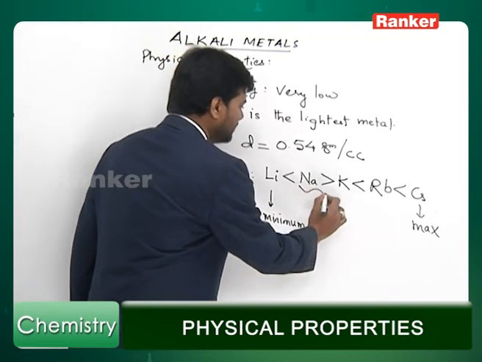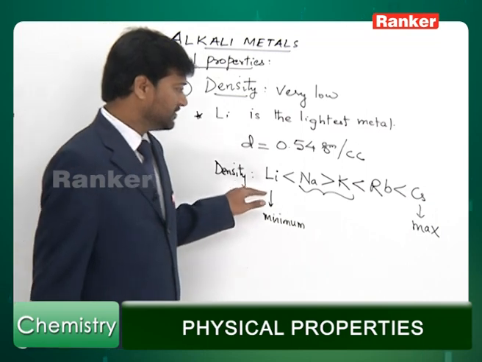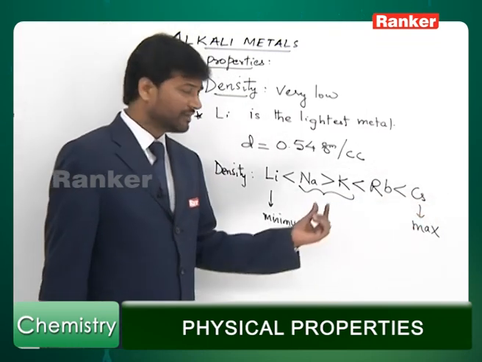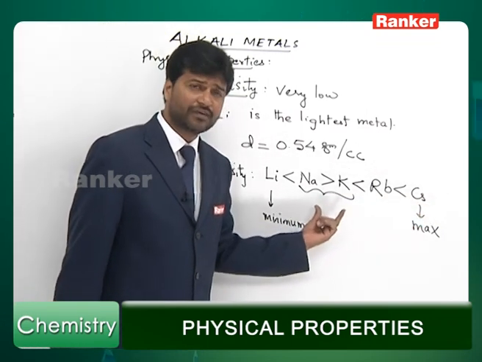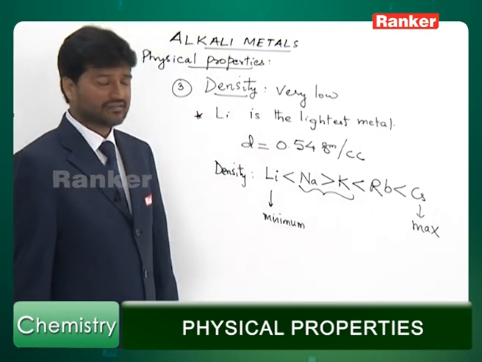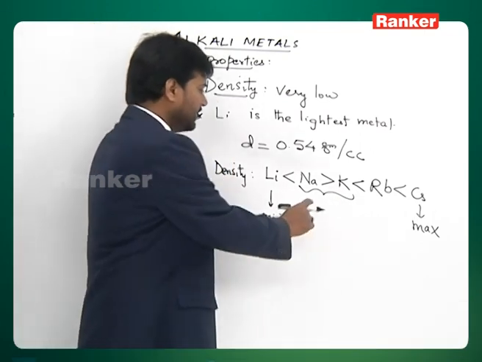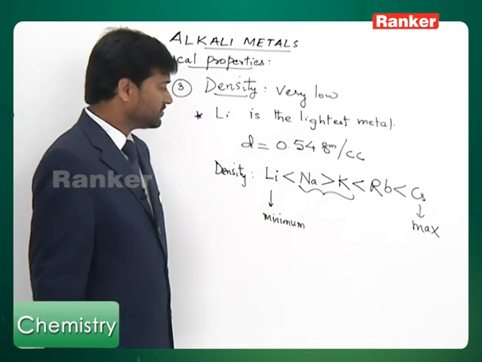There is one anomaly here. You can see density increases down the group, but there is one anomaly. Density of potassium is less than sodium. Now, why is the density of potassium less than sodium?